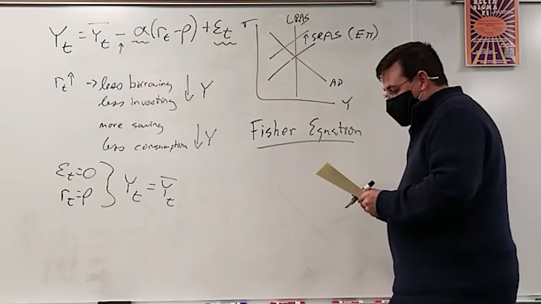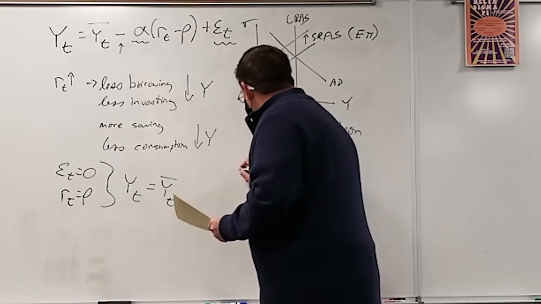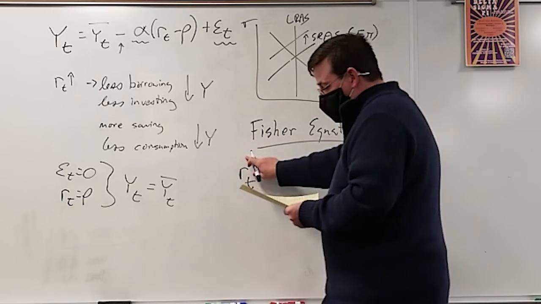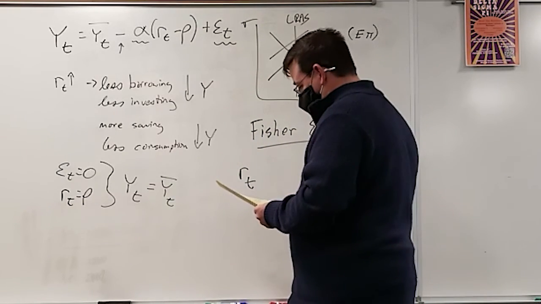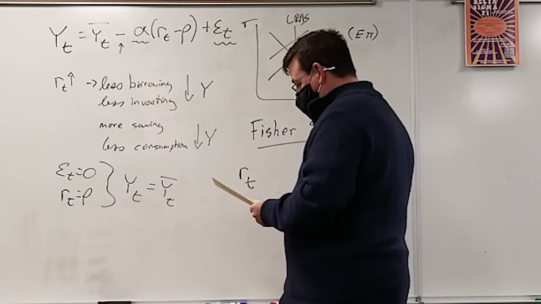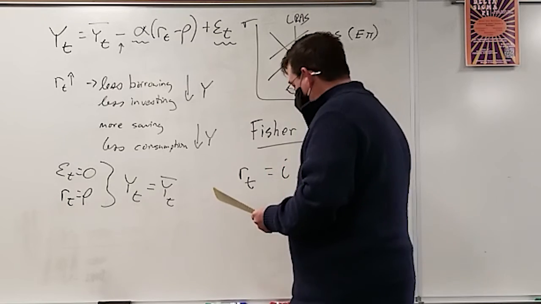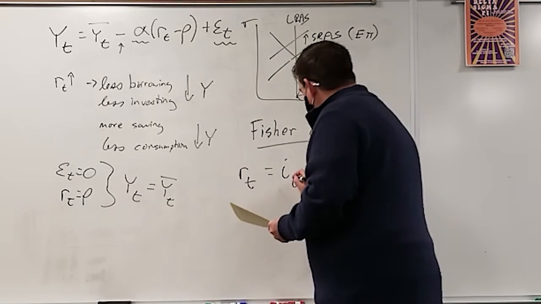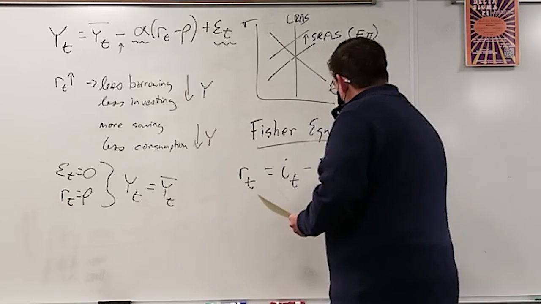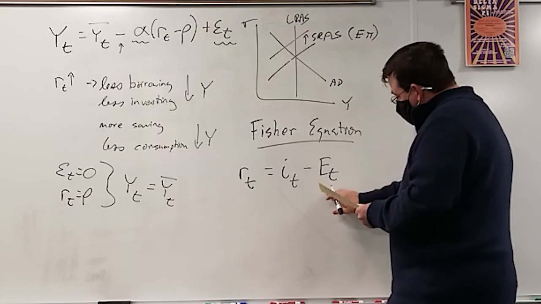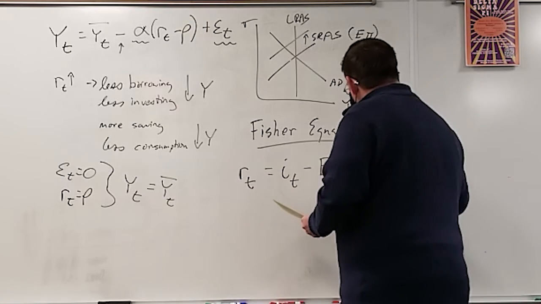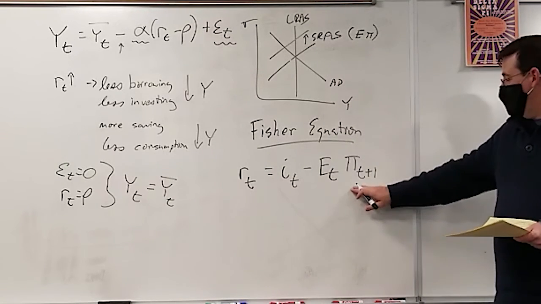You may recall the Fisher equation. Here we're going to complicate it a little. We're going to say that the rate of return on investment between today and next year is equal to the nominal rate of interest minus the expectations today about what the rate of inflation will have turned out to be a year from now.